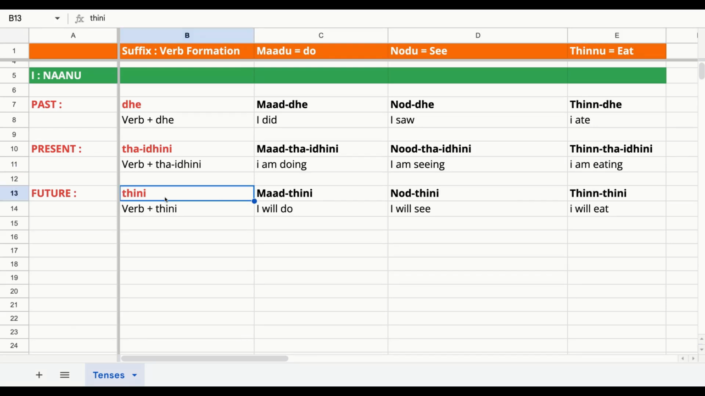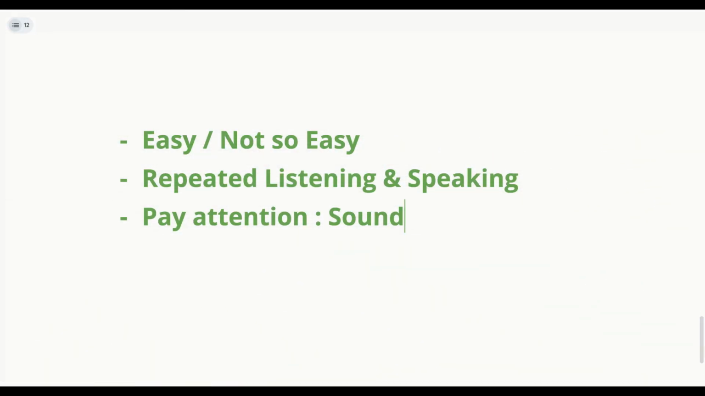Now let's take future tense. For future tense, the suffix is tini. So verb plus tini. Let's take madu. Madu plus tini, madtini. I will do. Nodu plus tini, nodtini. I will see. Tinnu plus tini, tintini. I will eat.